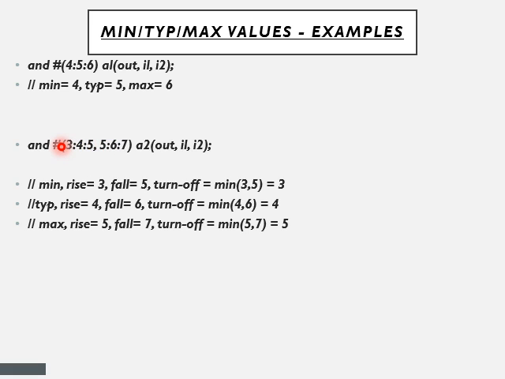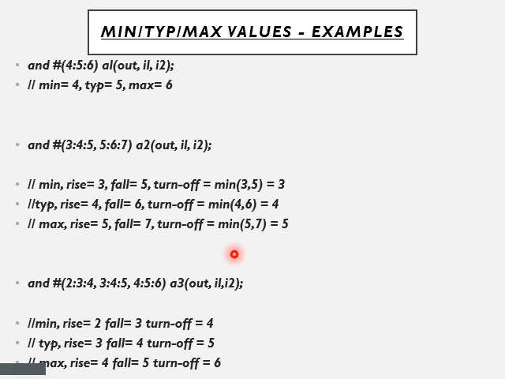Okay, so here the first value corresponds to the minimum value and this first delay is the rise delay, right? So minimum value of rise delay is 3 and the minimum value of the second entity, the fall delay, is 5. Turn off delay will be the minimum of these two, that is 3 and 5, that will be 3. Similarly, typical rise value is 4 and typical fall value is 6. So turn off will be minimum of 4 and 6, that is 4. And finally, the last thing is for maximum value. So maximum rise delay is 5 and maximum fall delay is 7. Turn off delay will be minimum of 5 and 7, that is 5. Okay.